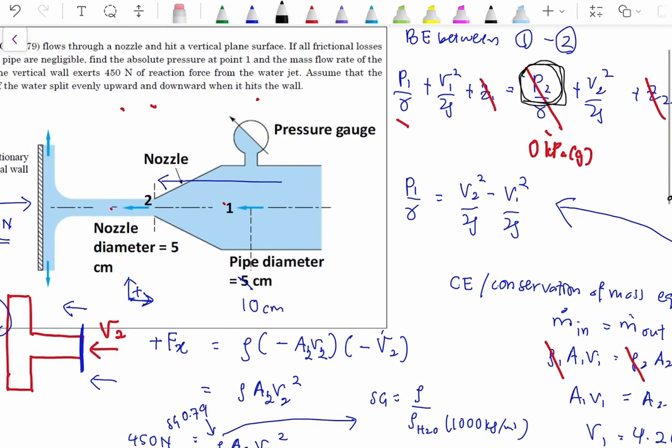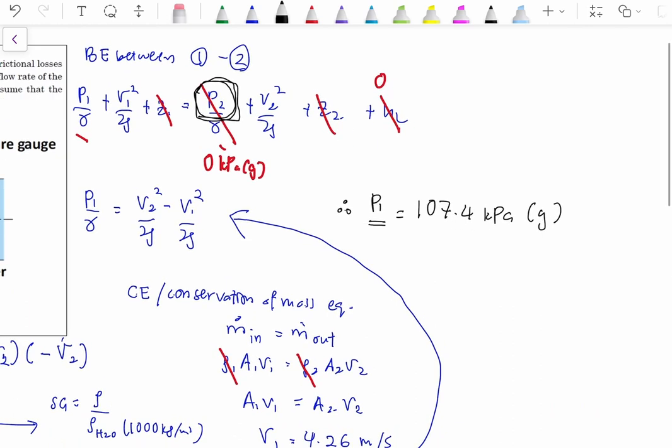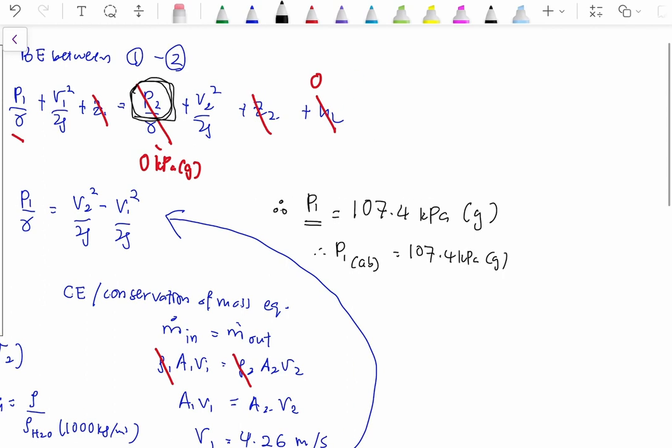Okay. Meanwhile, the question asks you to find the absolute pressure at point 1. So what you have to do is P1 absolute is equal to 107.4 kilopascal gauge plus 101.31 kilopascal. This is a constant value. Okay. With that, you'll have 208.7 kilopascal as our final answer.